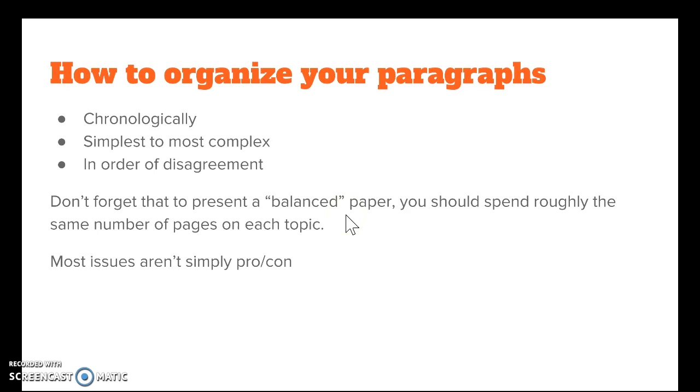Don't forget that to present a balanced paper, you should spend roughly the same number of pages on each topic. So sometimes my students find as they're researching that they find a lot more sources for one of their subtopics than the other ones. So they end up spending, say the body of their paper is like 6 pages, that's not including the introduction or the conclusion, and they'll spend 4 on the one that had the most research and only 2 on the other one. That comes off as an unbalanced paper.